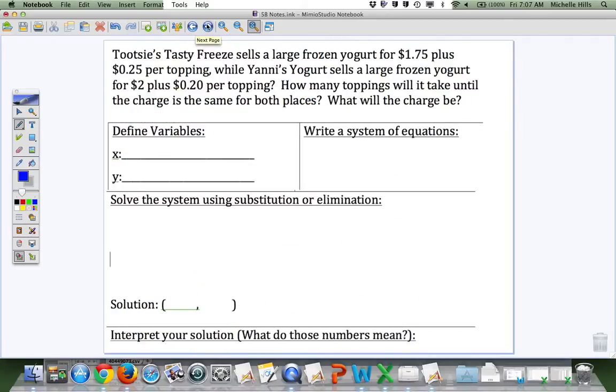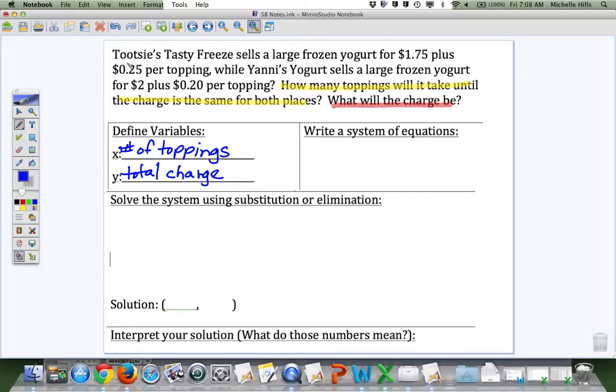The second one, again, I'm going to define my variables first. I don't know why this question mark is there. That's a typo. How many toppings will it take until the charge is the same for both places? So x is number of toppings. And for y, it says, what will the charge be? This is my second question, so my total charge.